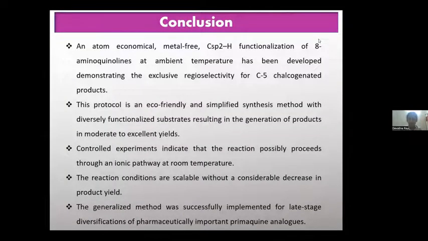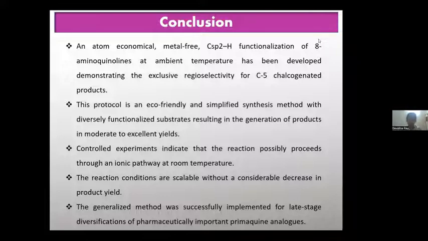So from this we can conclude that we have developed an atom economical, metal free C(sp2)-H functionalization of 8-aminoquinolines at ambient and mild reaction conditions, and this ensures exclusive regioselectivity for C5 chalcogenated products. The protocol itself is an eco-friendly and simplified synthesis method, and diversely functionalized substrates have been used for the generalization of the reaction, giving moderate to excellent yield. Control experiments indicate that the reaction possibly proceeds through the ionic mechanism instead of a radical mechanism at room temperature.